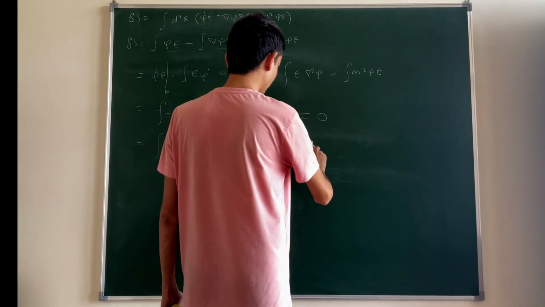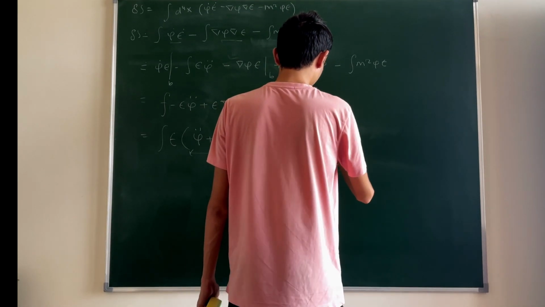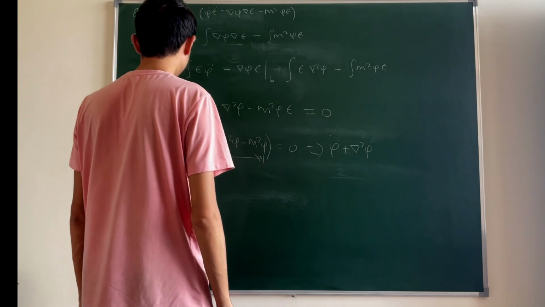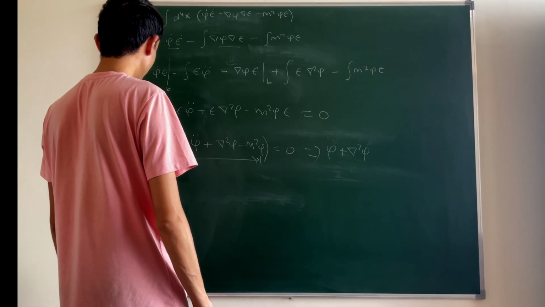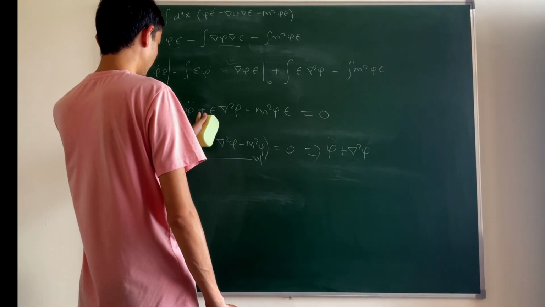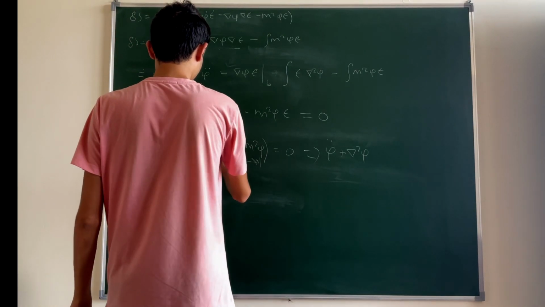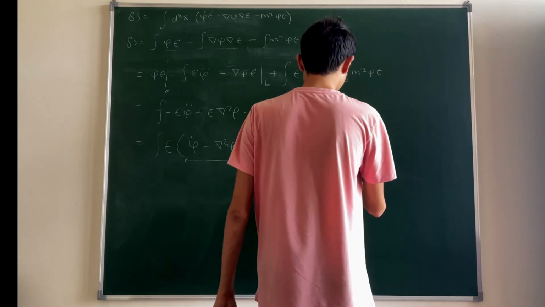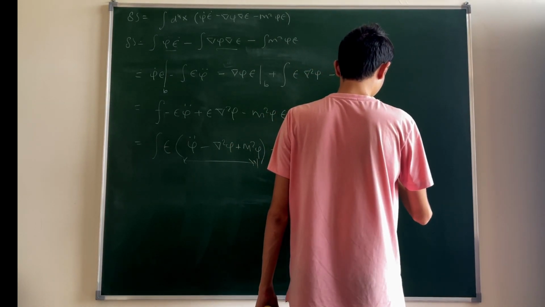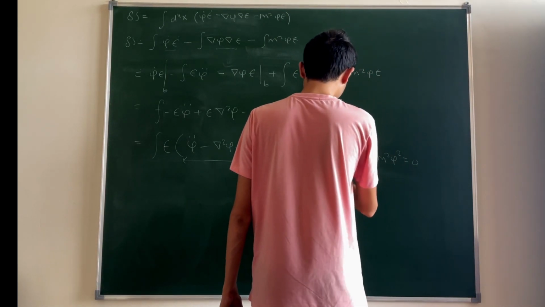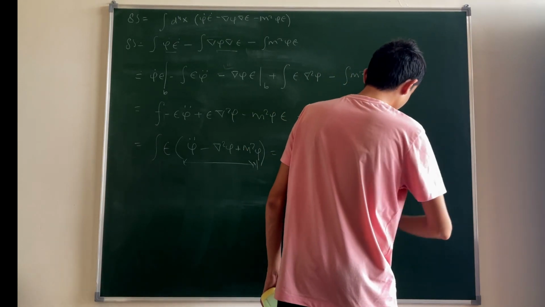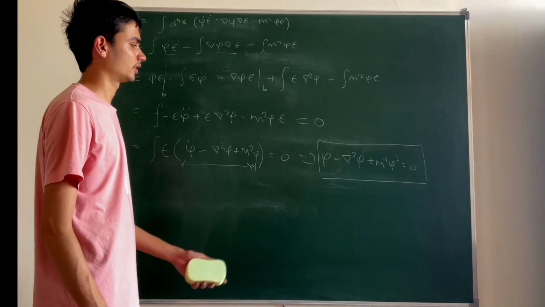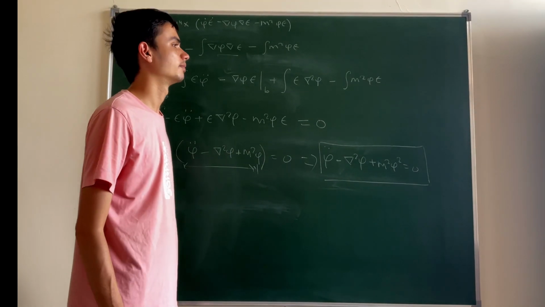So this implies that phi double dot minus, plus, sure. I'm not sure. Okay, I don't think there should be a plus. There should be a minus here, and there should be a plus here. Yes, so there is a minus and there is a plus. m square phi equal to 0. And this is what we call the equation of motion for the Klein-Gordon equation. This is the Klein-Gordon equation of motion.